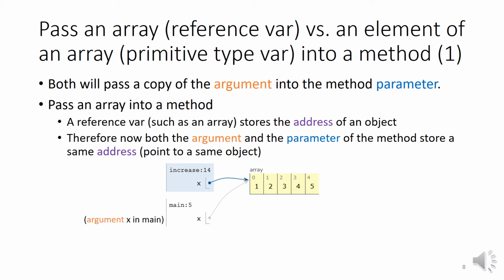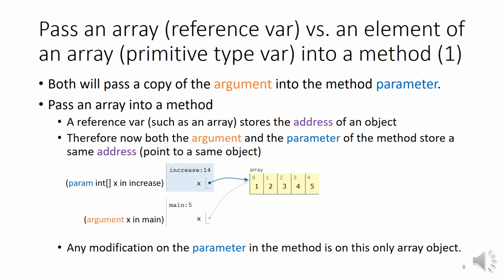Suppose we have an array named x in main, passed to a method called increase. Since they both point to the same object, any modification on the parameter in the method is on this array object. If you change the value of one element, that's reflected on this array object, and the change persists after the method ends. Read chapter 7.5 for more detail.